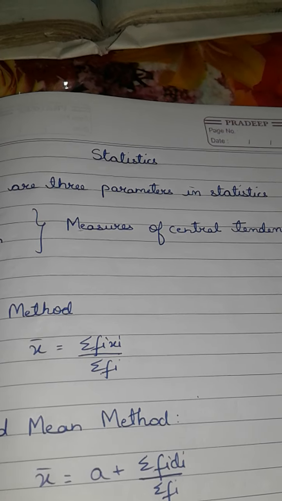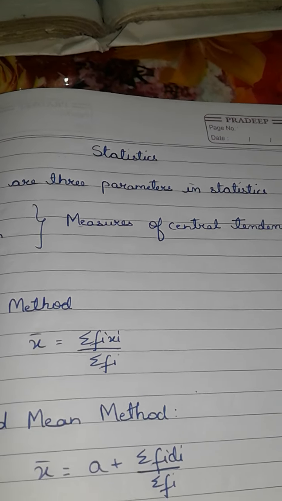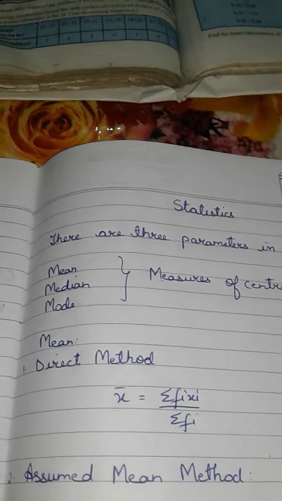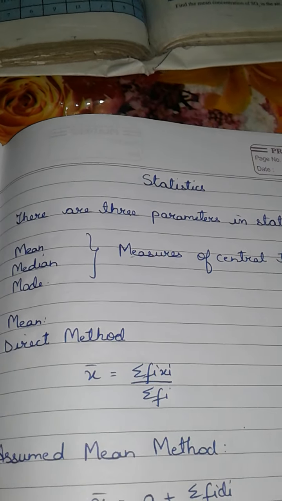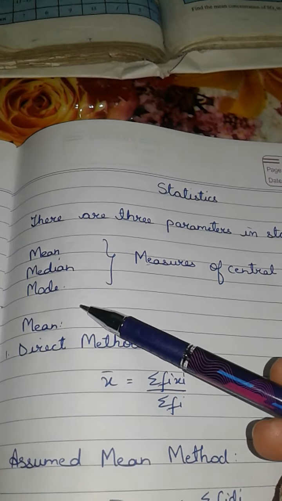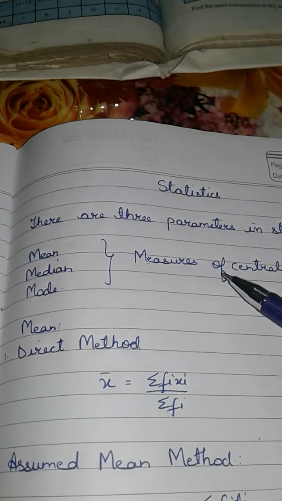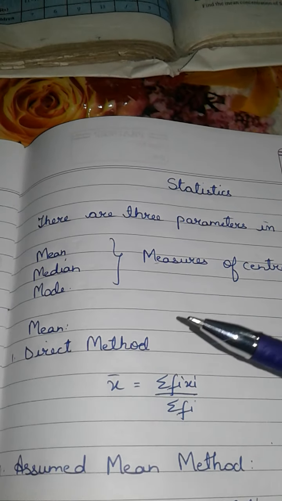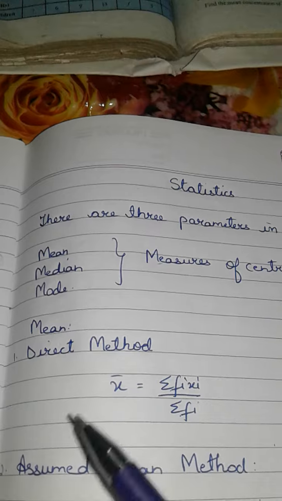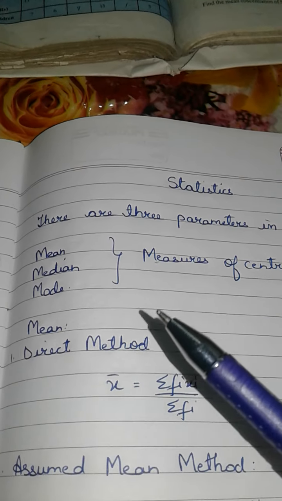I am here to give you the solutions of class 10th mathematics of chapter statistics. There are three parameters in statistics: mean, median and mode. These three are known as measures of central tendency. Let's start with the first method, mean. There are three methods to solve out mean.